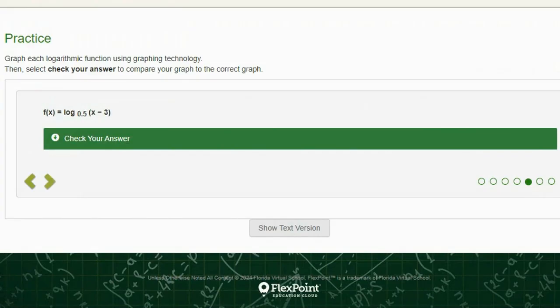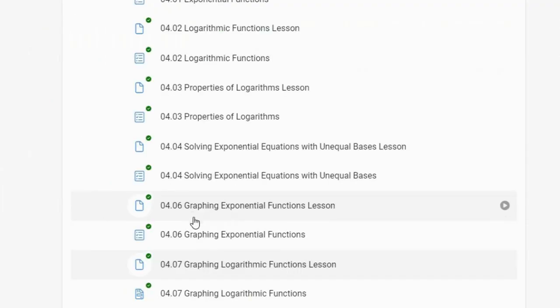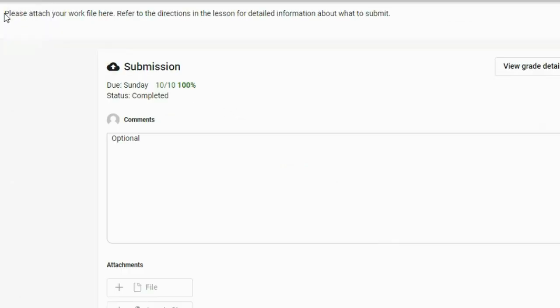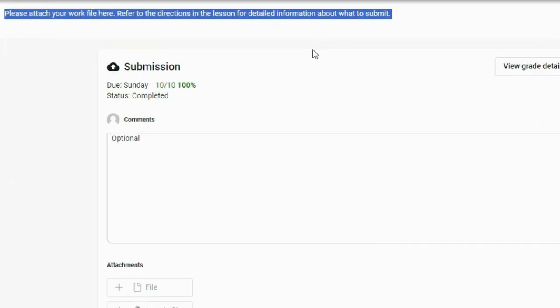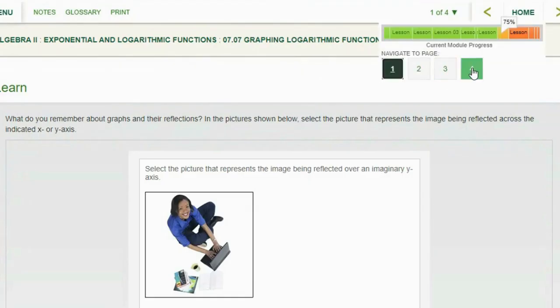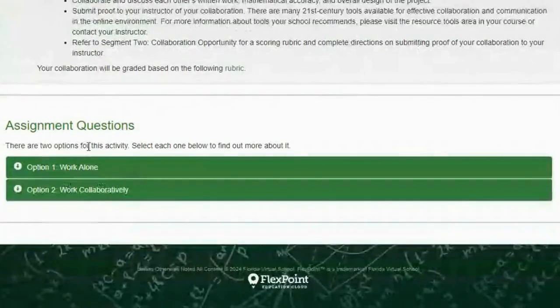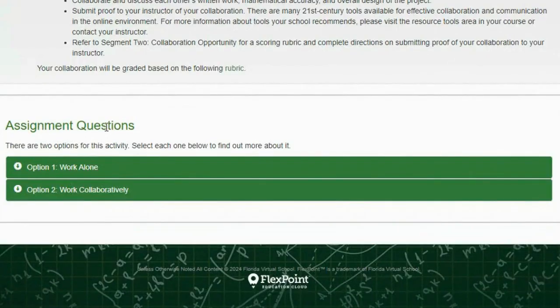Let's go look. If I go here and look at the assignment, you'll see there's no questions. This is not one of those. This is attach your work file here, refer to the directions in the lesson. Well, let's go back to the lesson and see what it says. Page 4, the last page has the assignment. If we scroll to the bottom, here's the assignment questions.